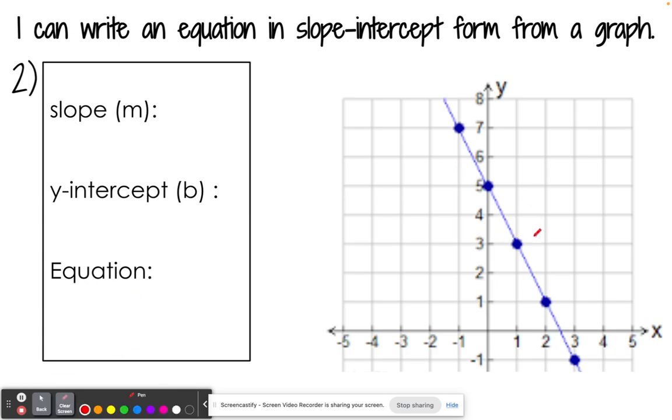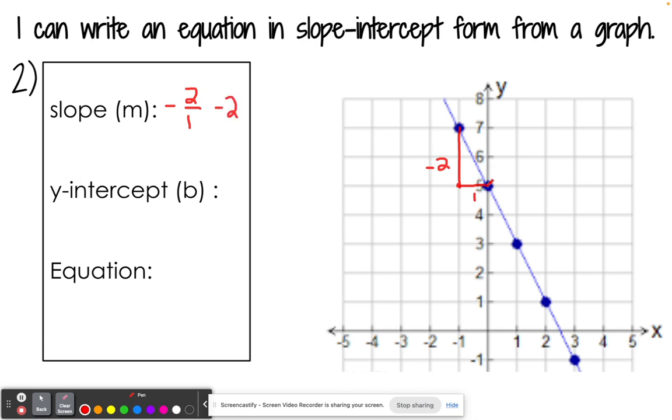First, let's find my slope. All I need are 2 points along my line. I'm going to use these two because it is easy. So I'm going down 2 and over 1. You can see this is a negative slope. So my slope is -2 over 1, which is just -2.